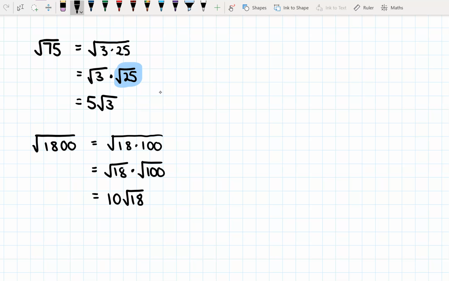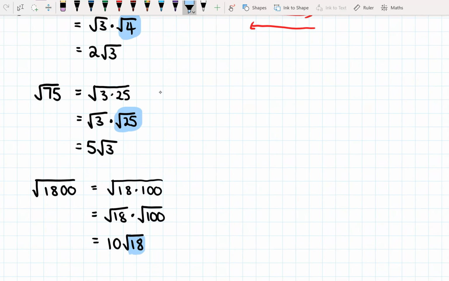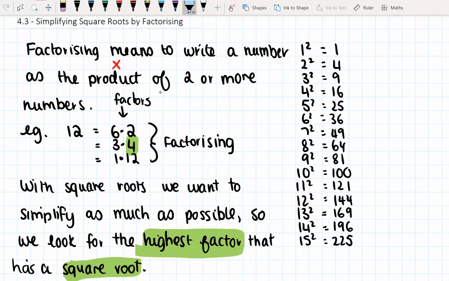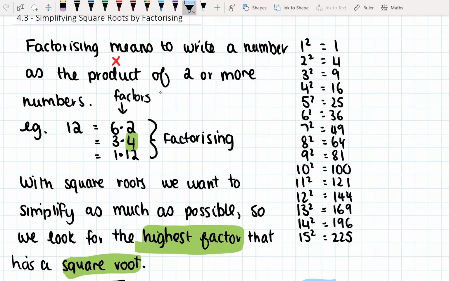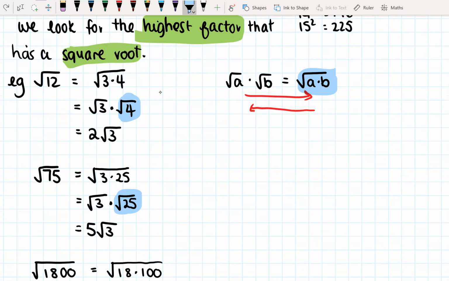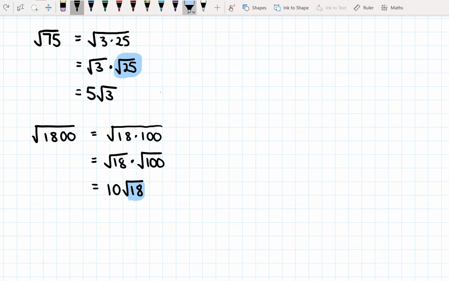Now the important thing here is that we're actually not finished, because if you have a look at the number 18 here, that is still something that has a square factor. If we look at our factor list, one of these numbers can also be a factor of 18. And that number is 9. 9 is a factor of 18. So we're going to use that. Let's go back down to here.